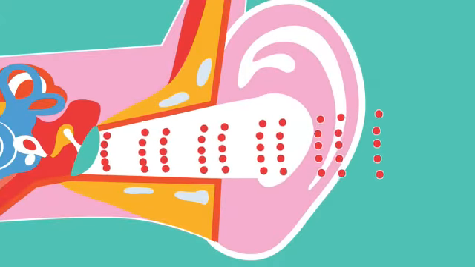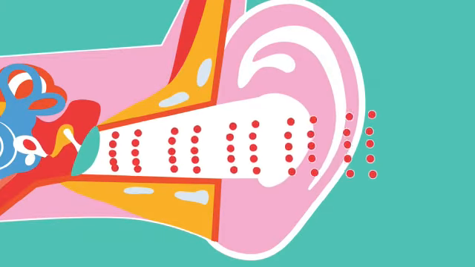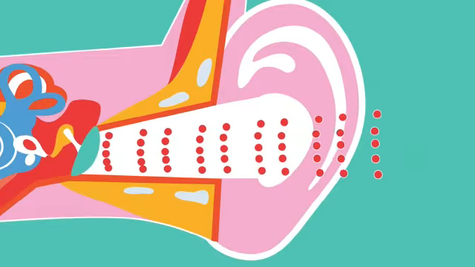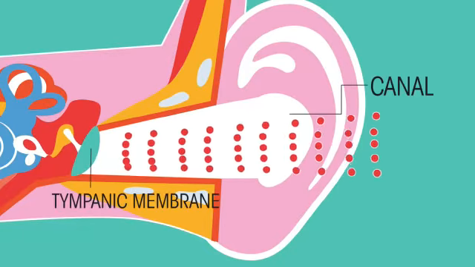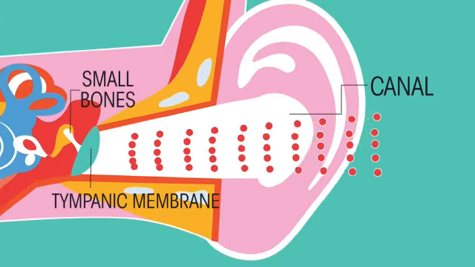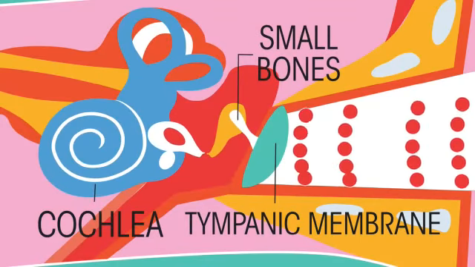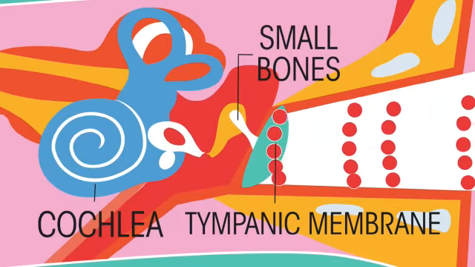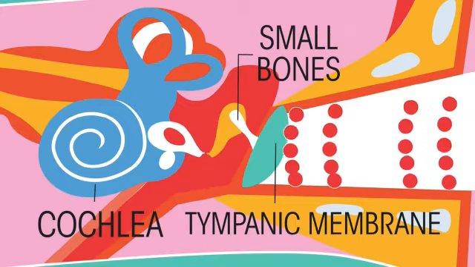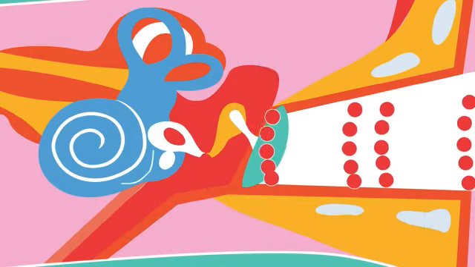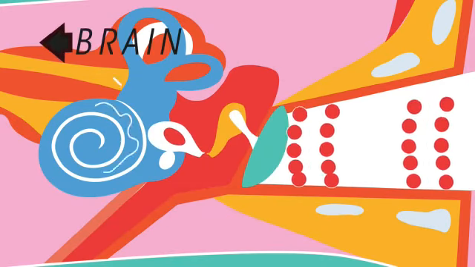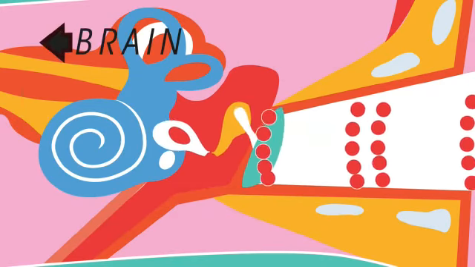Our ear works by funneling these vibrations along through different parts of the ear, from canals to membranes to small bones, until the vibrations reach the fluid of the cochlea in the inner ear. The cochlea transforms the vibrating sound waves into electrical impulses, which are sent on to the brain. To learn more about how the ear works, watch this video.